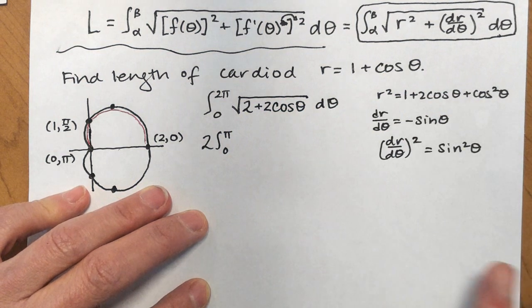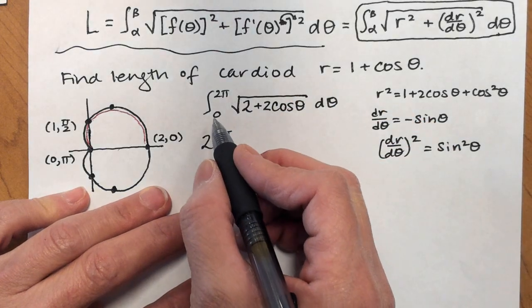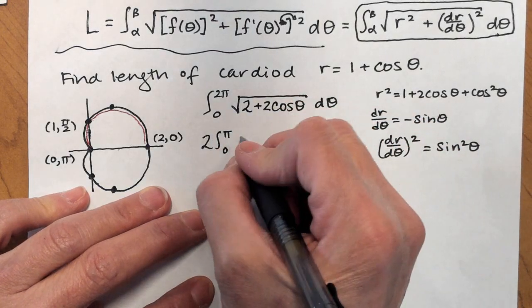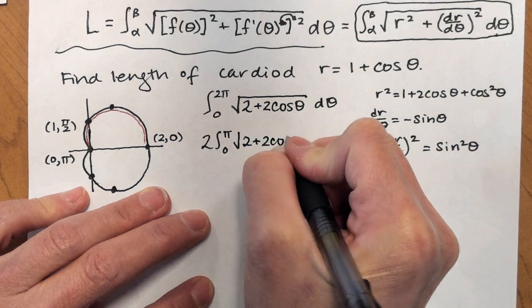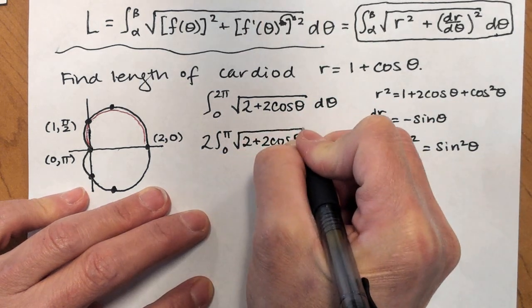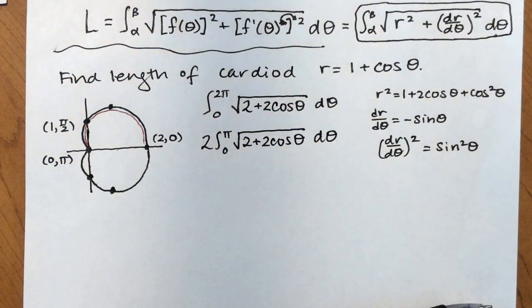And we can just go ahead and type that into the calculator. So we could either do the integral from 0 to 2 pi, or we could do 2 times the integral from 0 to pi of the square root of 2 plus 2 cosine theta. These are equivalent. These will give equivalent answers. And let's go ahead and type that into the calculator.